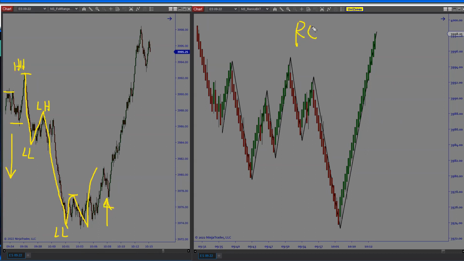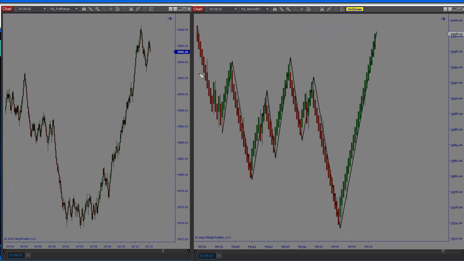This to the right here is a Renko chart. This to the left is a range chart, and it's just a 4-tick range. And this is on ES. Okay, these are both ES current contract. So we have the range chart and the Renko chart, and we're seeing the structure.